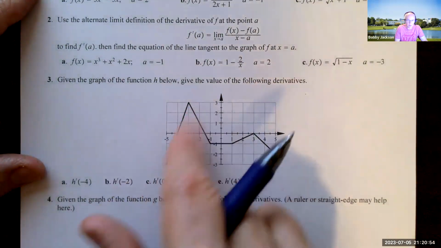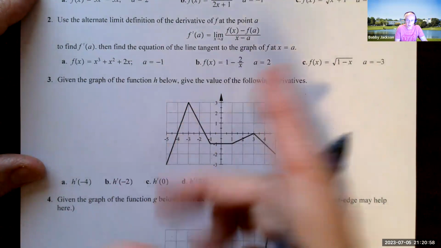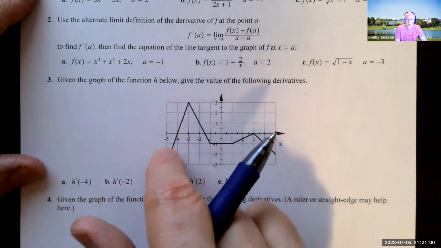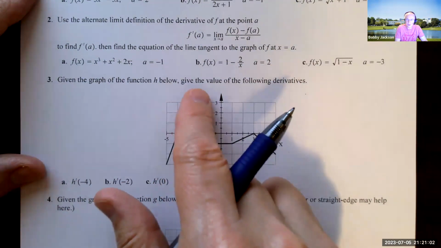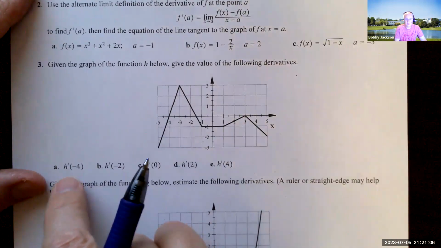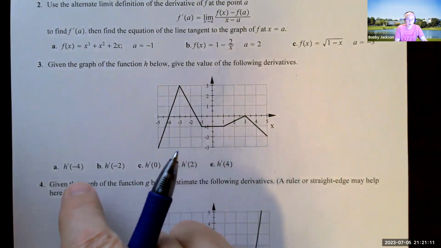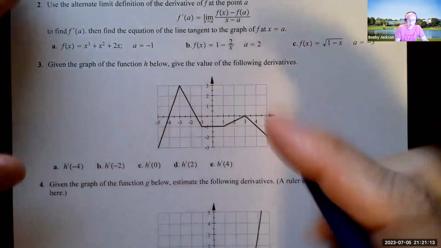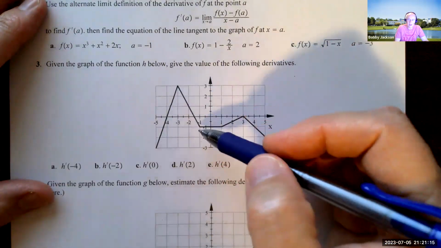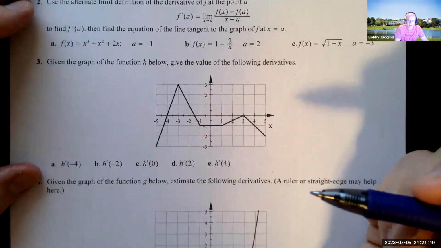You don't have to come up with the formula for these linear functions. You could do that, but you're not going to do that. Just to give the value of the following derivatives, we're simply going to find the slope, right, if it's defined on the point of the graph. And because this graph has line segments, we're going to be able to easily estimate that.